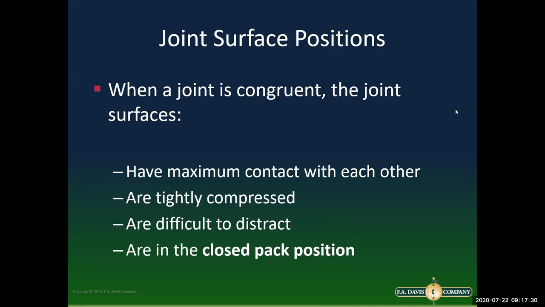So joint surface positions. When the joint surface is congruent, the joint surfaces have high maximum contact with each other, are tightly compressed, are difficult to distract, and are in the closed pack position. Do we ever mobilize a joint in closed pack? Good, right? Mobilizing a joint in a closed pack position isn't going to do anything. When you mobilize a joint in a closed pack position, you may try to compress it, which you could call a joint mobilization to try to further close off that joint, right? But why might we put a patient in the closed pack position? What does closed pack help with?